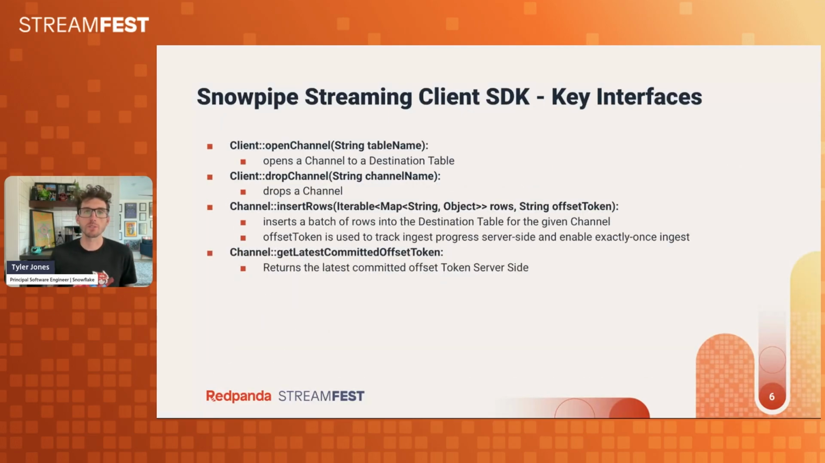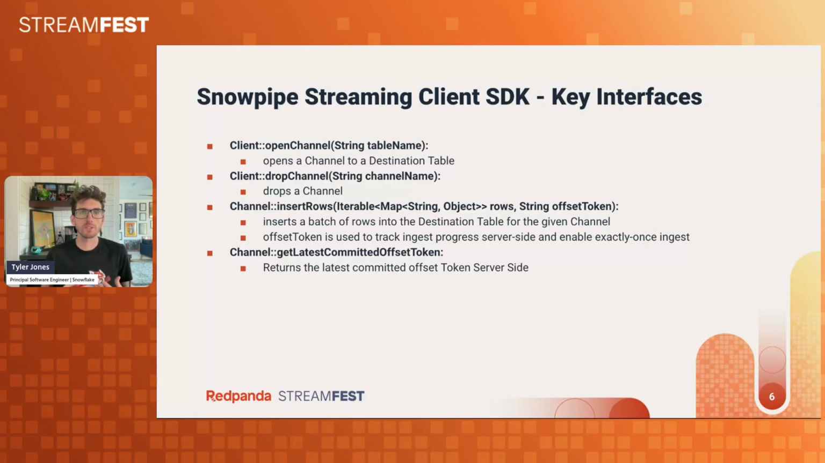So, some key interfaces offered by the Snowpipe streaming client SDK. There are 4 key interfaces that I wanted to call out today that we're going to use as the basis for this talk. The first 2 are client level interfaces. The first is to open up a channel to a given target table, and the second is drop channel, where you can drop the channel that was recently created.